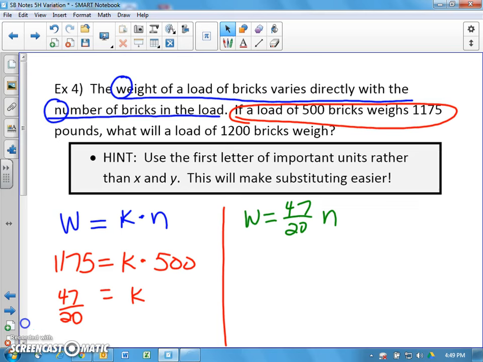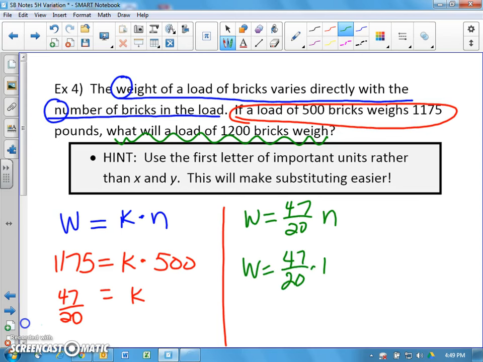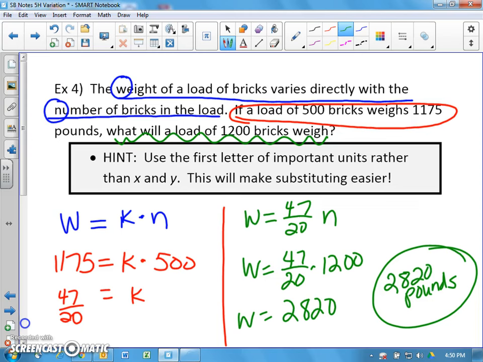So now what we're going to do is find our specific answer. My task is to find out what a load of 1,200 bricks is going to weigh. So I don't know the weight. There's my constant of variation, and all I need to do is plug in the 1,200 for my number of bricks. Calculating this out, we're going to get 2,820. So the answer to the question would be 2,820 pounds. Always make sure that you include units on your final answer. Now stop the video, read the next problem, and try that one on your own. Your teacher will check this next class period.